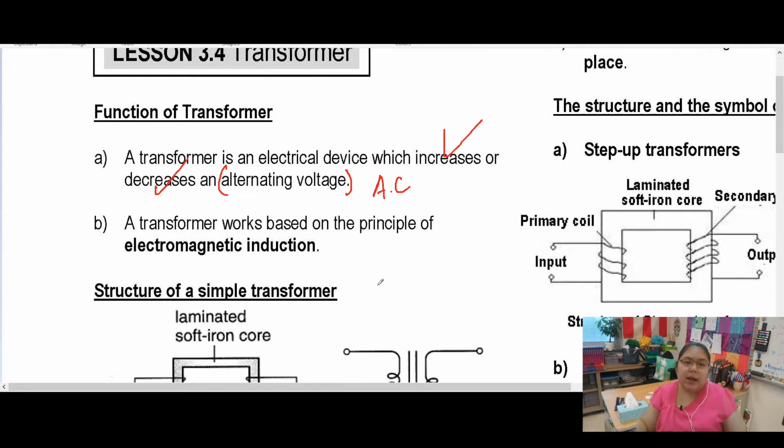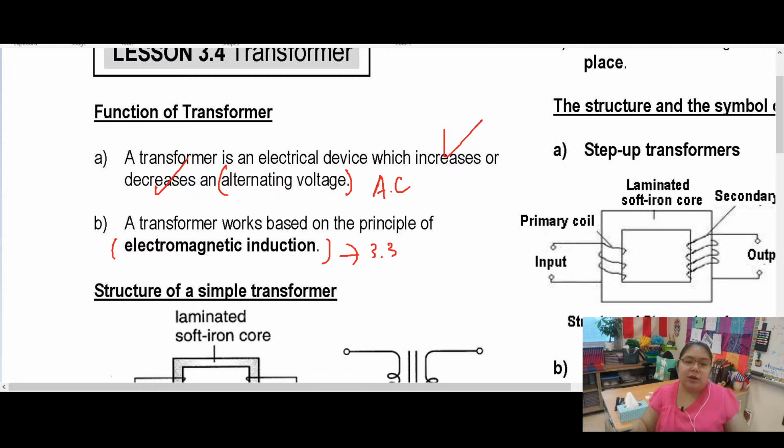Another thing, the transformer works based on electromagnetic induction. Remember, this is what we learned during 3.3. That means using motion, after that we generate electricity. So this all, let's call it induced current. The transformer uses this concept. They never use any battery to generate the electricity, but when starting they do use the alternating current first. Then later another core will create the new current, using electromagnetic induction.